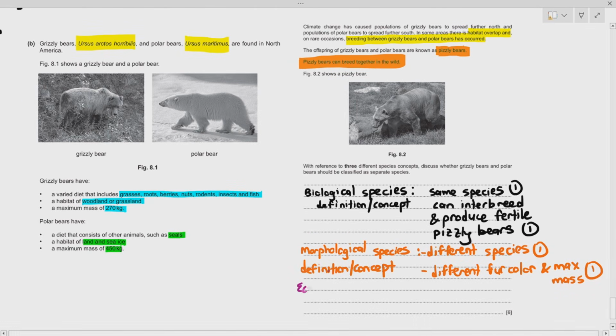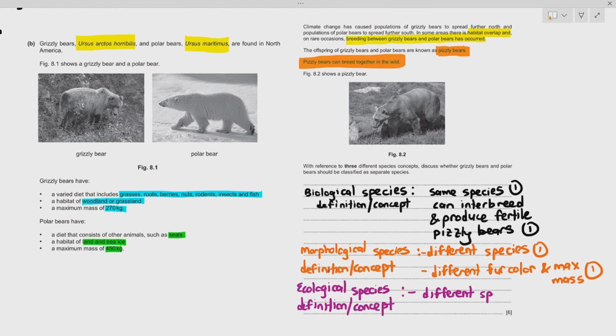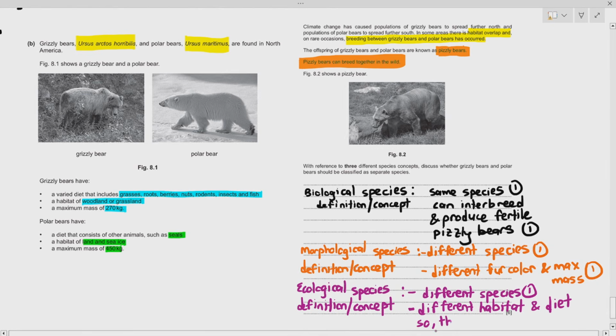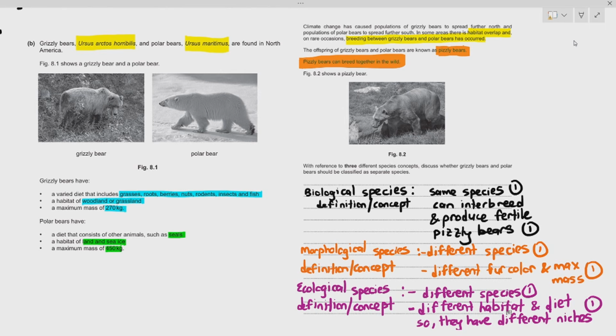And what about the ecological species definition? Based on the ecological species definition, we will classify them as different species. Why? Because technically they live in different habitats. The grizzly bear, yes, I know there's overlap, but originally the grizzly bear was in woodlands or grassland, and polar bears are on land and sea ice. So it's different habitats, and they occupy different niches.